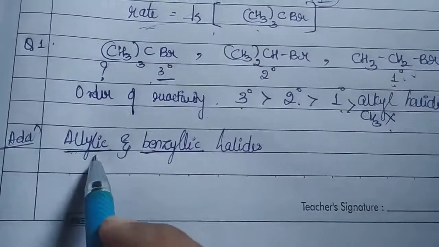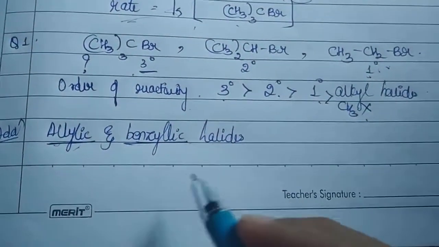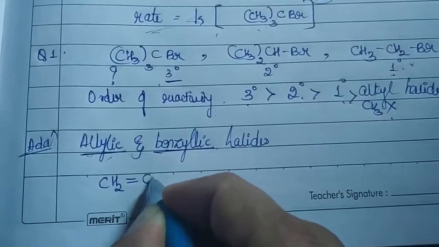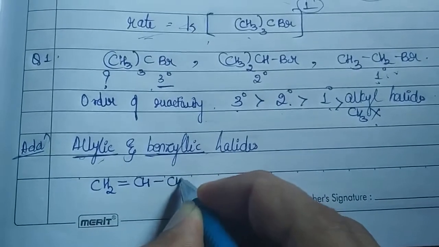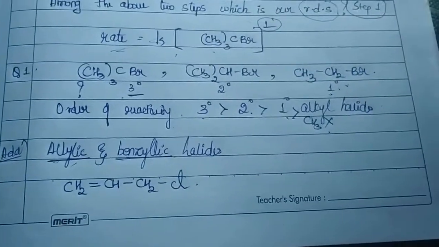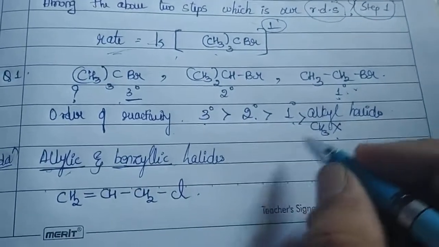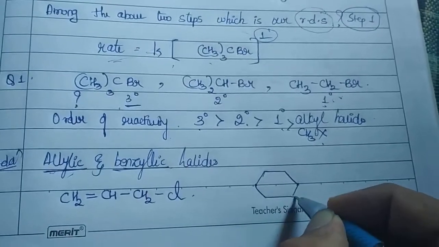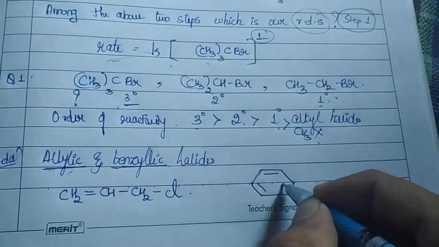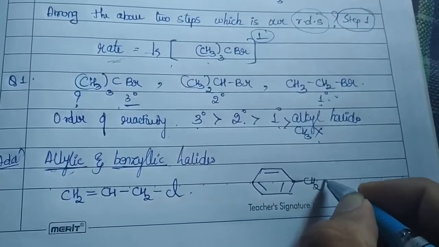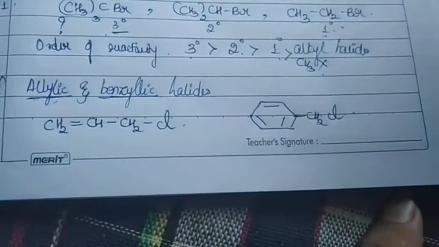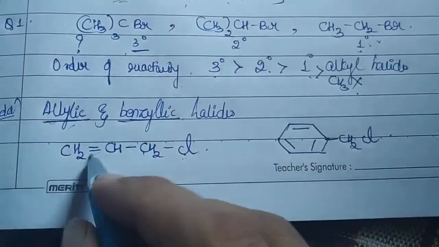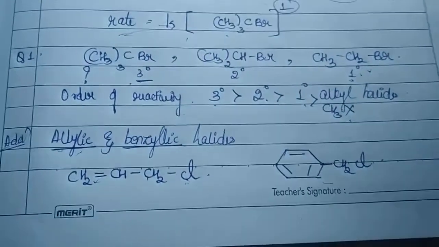When I am writing their structure, how can I write allylic? CH2 double bond CH single bond CH2Cl. Similarly, for benzylic halides, I will be getting a phenyl ring with CH2Cl. We can see that the halogen is bonded to a primary carbon, so both are primary alkyl halides.